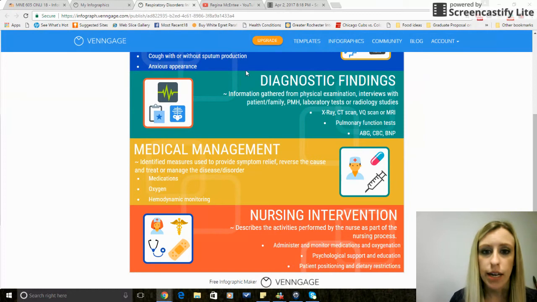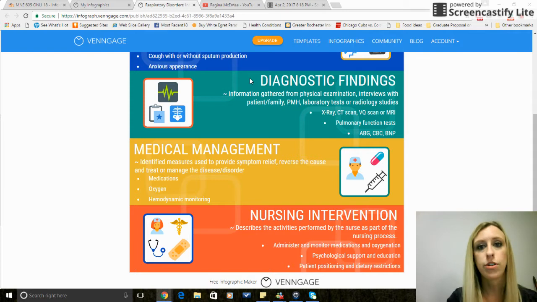We will look into some diagnostic findings. Here we will discuss the information that has been gathered from physical examinations, interviews with patients and family members, past medical or surgical history, laboratory tests, and radiological studies. You might anticipate the need for x-rays, CAT scans, VQ scans, or MRIs. You might also perform pulmonary function tests such as spirometry to measure airflow. Or you may find yourself collecting laboratory studies such as arterial blood gases, complete blood cell counts, or basic metabolic panels, among other things. During class, we will go into more details about the findings that are common to each respiratory disorder.